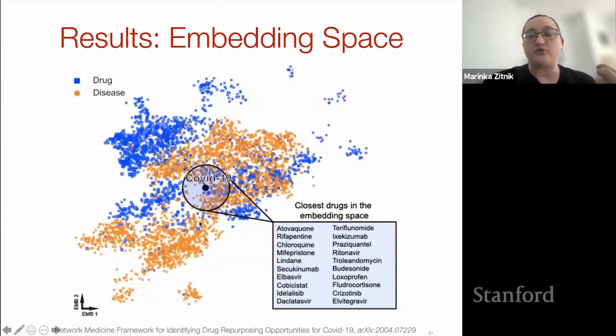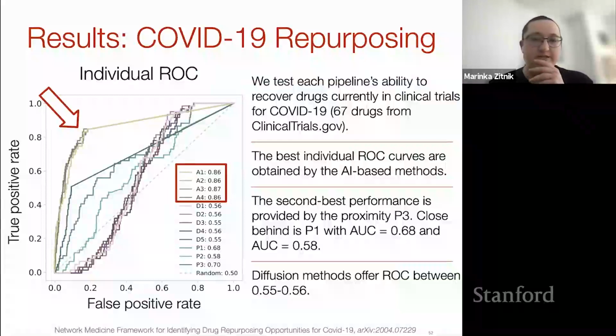So an effective way to identify repurposing opportunities for COVID-19 was to look at which drugs are embedded close to the COVID-19 embedding, and then prioritize drugs based on that closeness between the COVID-19 embedding and the drug embeddings. And that gives rise to a ranked list of drugs where those at the top represent the most promising opportunities for repurposing in the context of COVID-19.